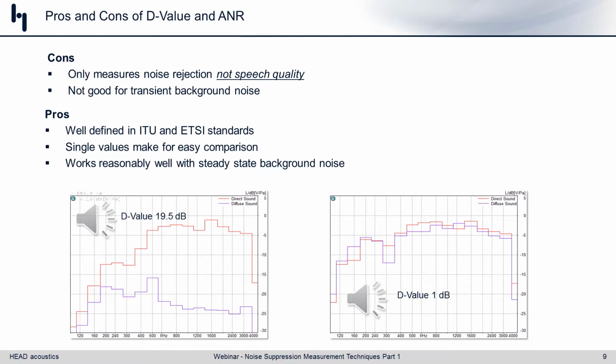Now, of course, some of the good things is we have very well-defined standards written around them. They give you that single value, which is a great way to compare different builds or different versions or different products. And to be fair, if you have steady-state background noise, they do work relatively well.